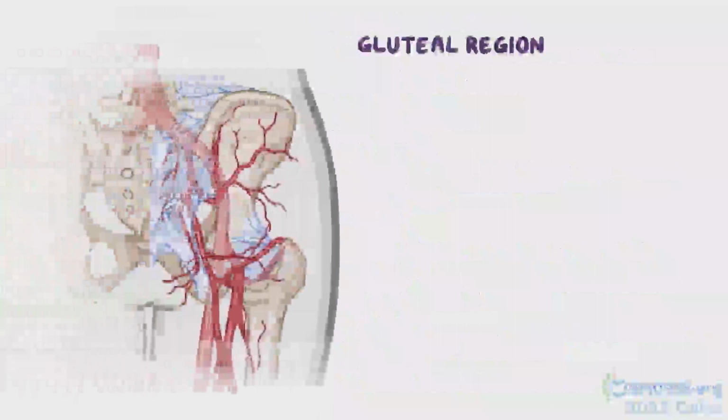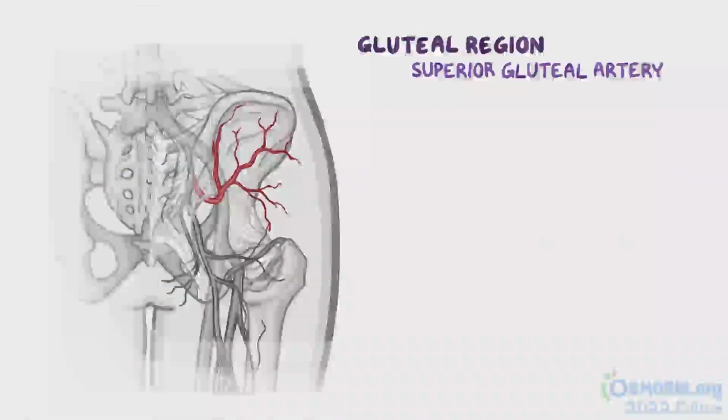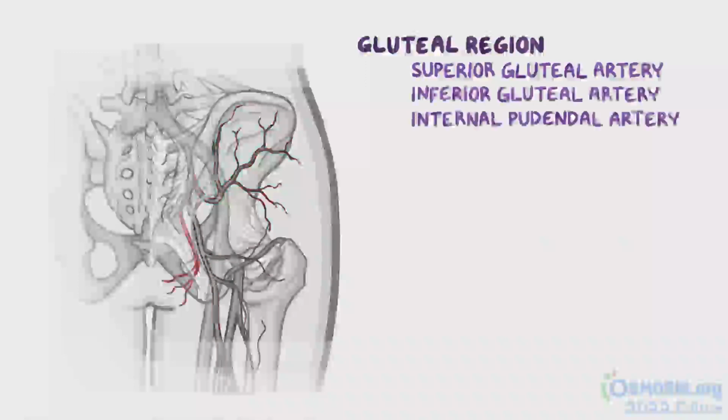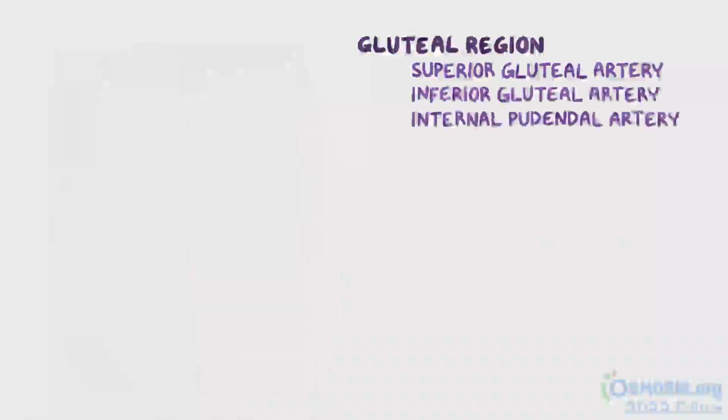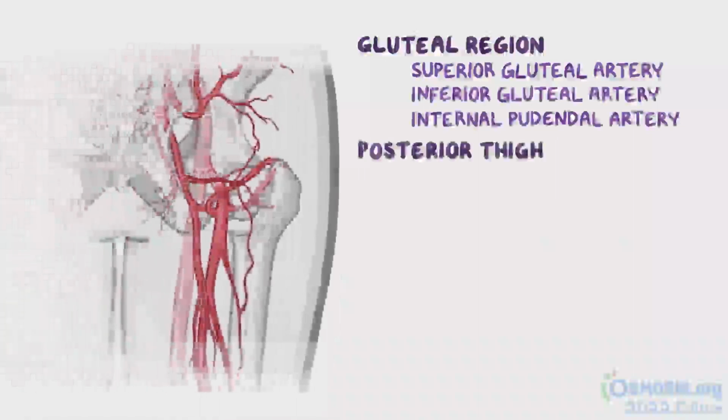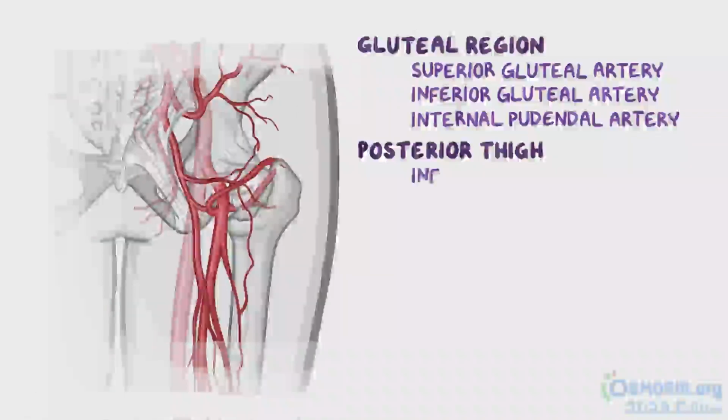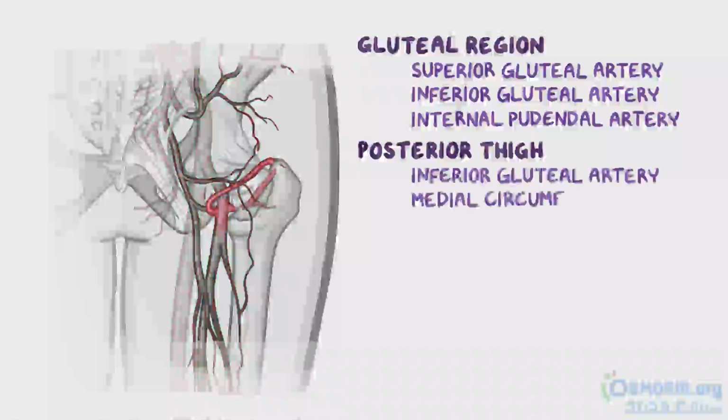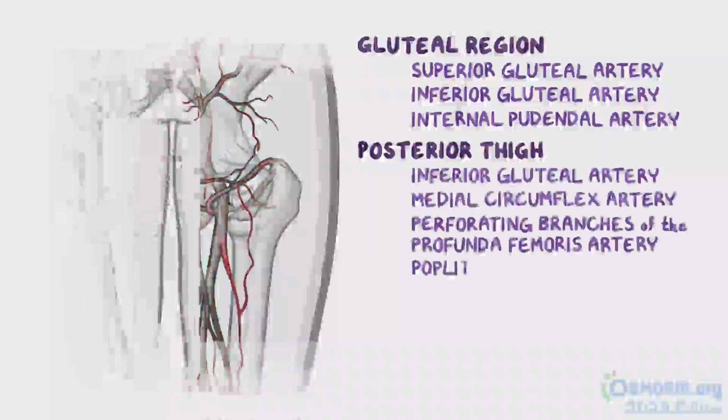The arteries of the gluteal region are all branches of the internal iliac artery, namely the superior gluteal artery, inferior gluteal artery, and internal pudendal artery. The posterior thigh receives blood from multiple sources, including the inferior gluteal, medial circumflex femoral, perforating branches of the profunda femoris, and popliteal artery.